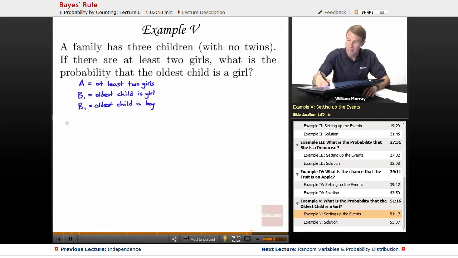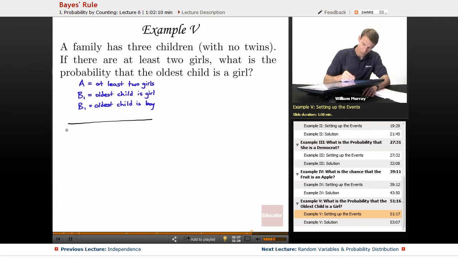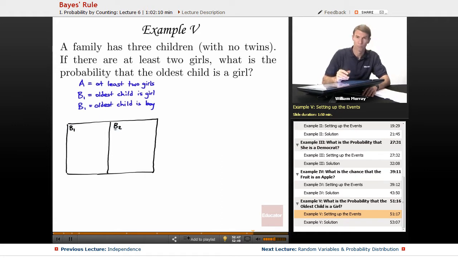So let me draw a map of this experiment. These B1 and B2, those are disjoint events because that oldest child either is a boy or a girl. So there's B1 and there's B2. But overlapping both of those is the possibility that at least 2 of them could be a girl. So that's my A.